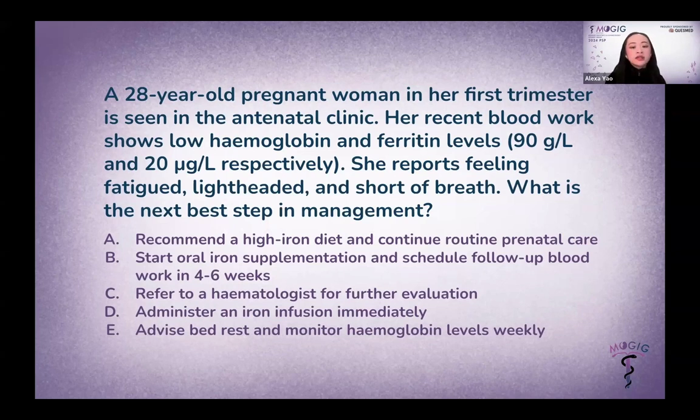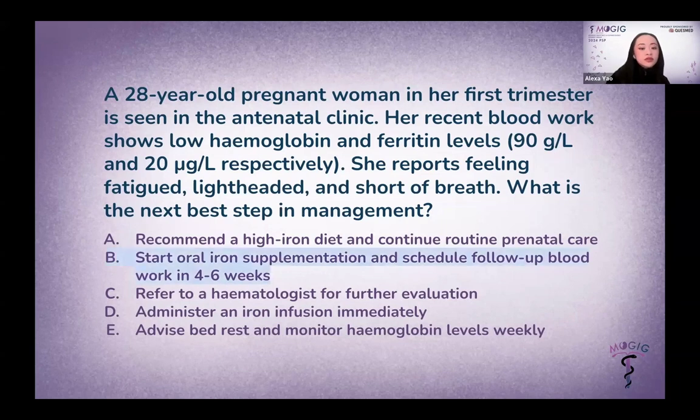A. Recommend a high iron diet and continue routine prenatal care. B. Start oral iron supplementation and schedule follow-up blood work in 4 to 6 weeks. C. Refer to a hematologist for further evaluation. D. Administer an iron infusion immediately. Or E. Advise bed rest and monitor hemoglobin levels weekly. Pause if you'd like.